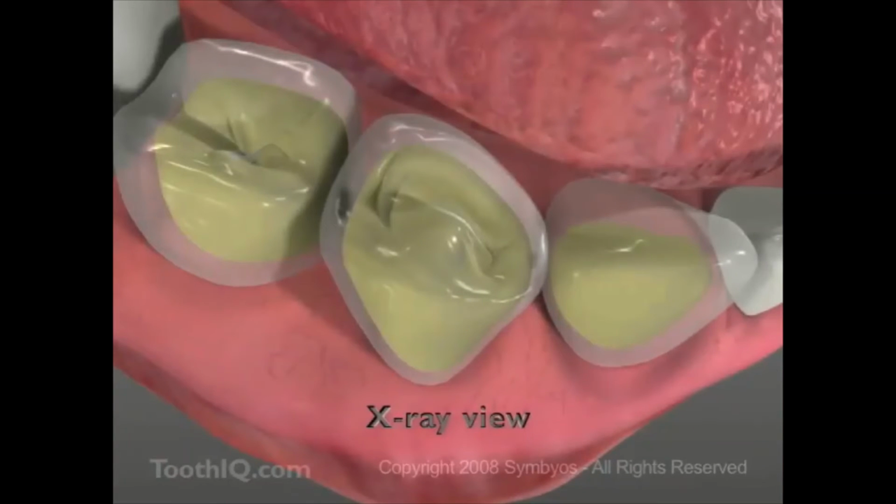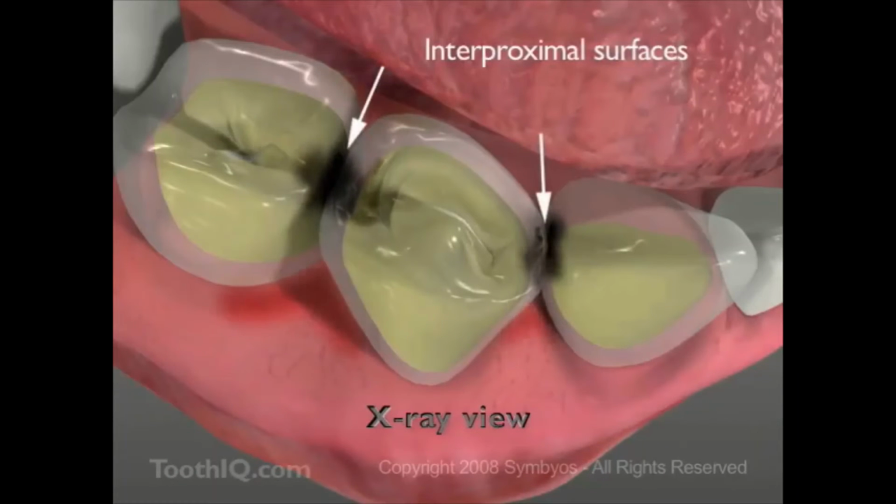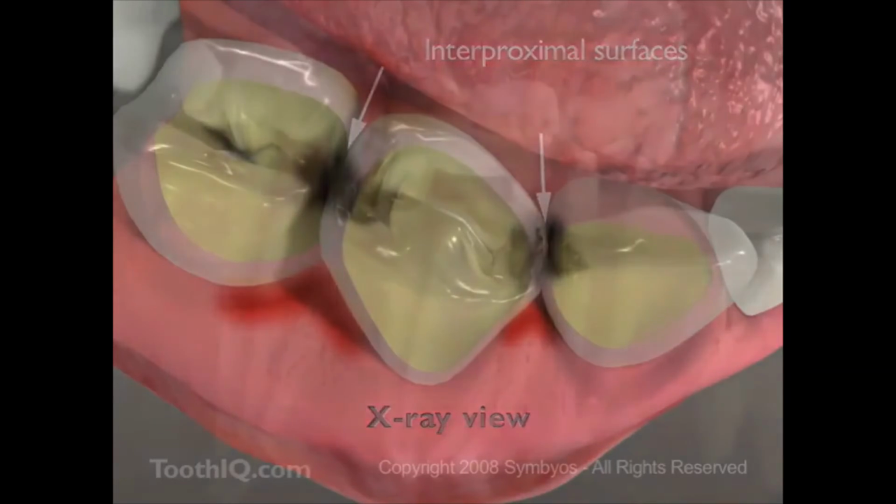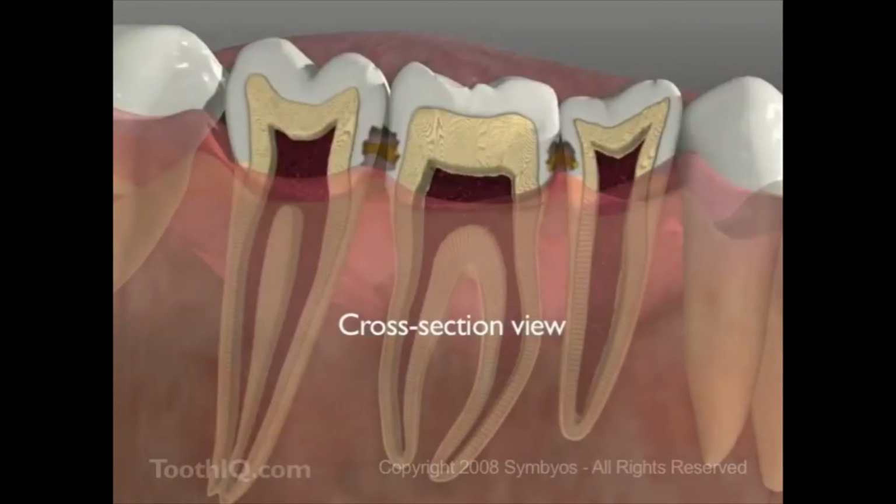If it's allowed to remain between the teeth, you may develop cavities on the interproximal surfaces, which require the removal of more healthy tooth structure to fix. It's also where most gum disease begins.